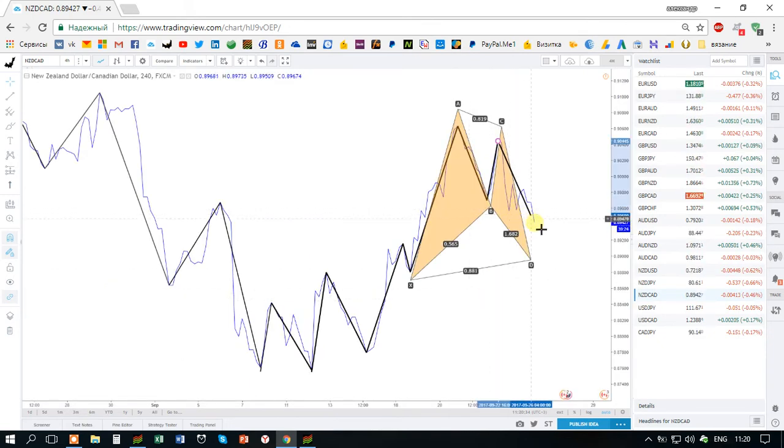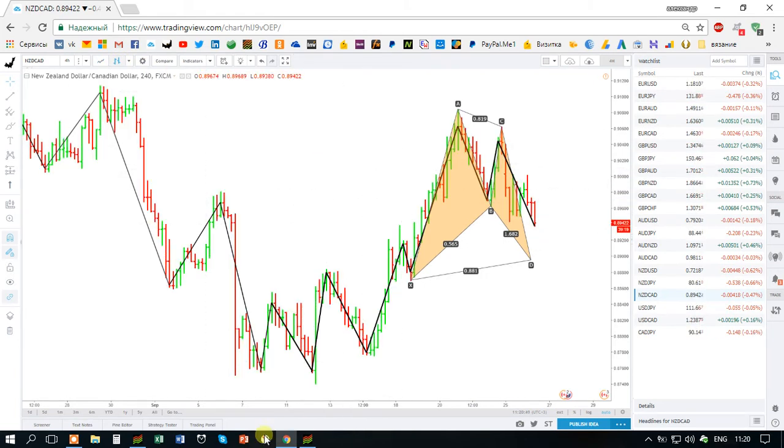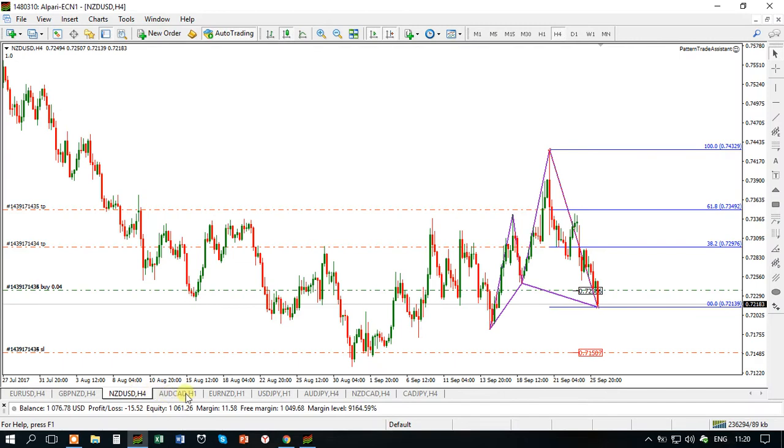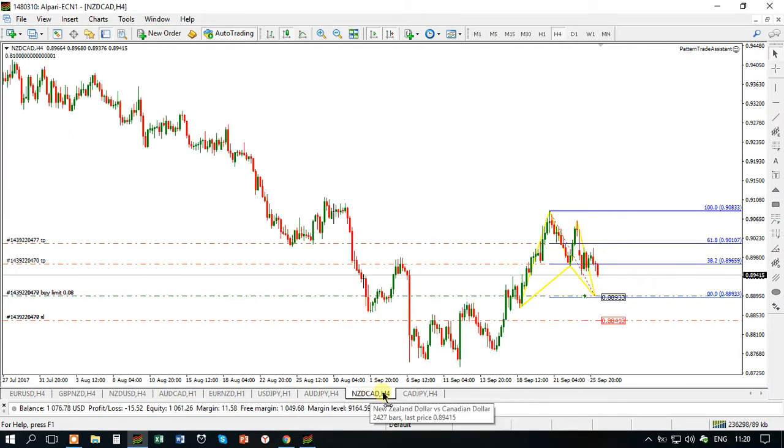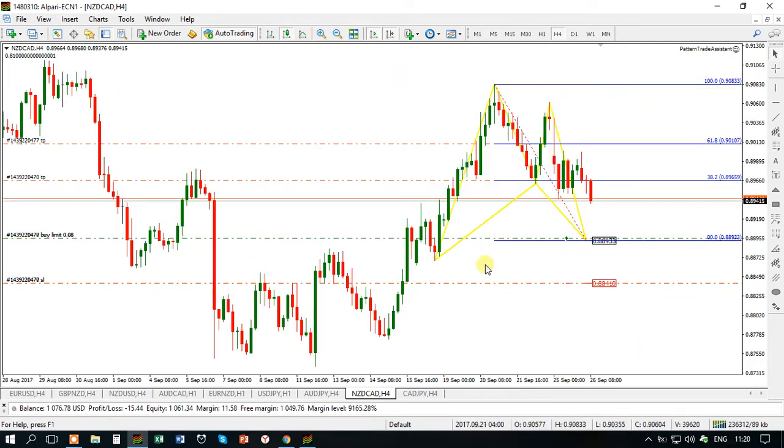Okay, New Zealand Canadian, potential bat formation. Let me see if we have that bat formation on my radar. Yes, it is here. Here are the numbers. Pause the video. I will zoom it in. Pause the video and you will see them all.